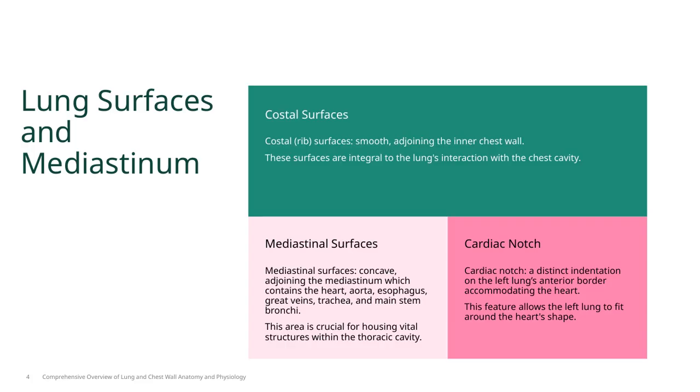Now, let's take a closer look at the surfaces of the lungs and their significance. Starting with the costal surfaces, these are the smooth, rib-adjoining surfaces that come into contact with the inner chest wall. They play a vital role in how the lung interacts with the chest cavity, allowing for smooth movement during respiration.